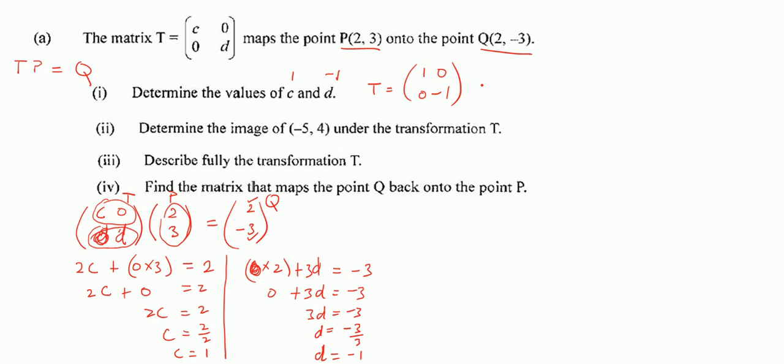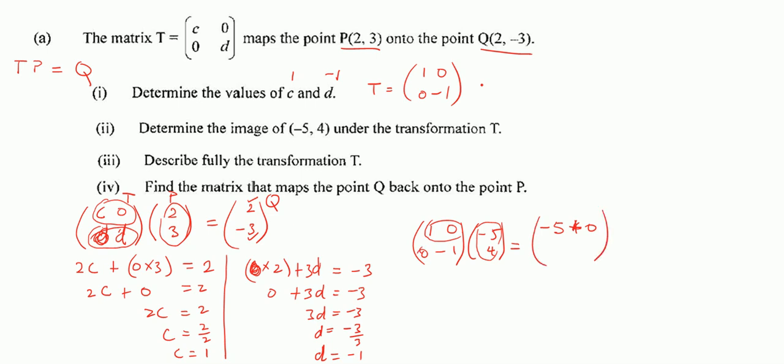Then we have to determine the image of minus 5, 4 under the transformation T. This is a typical question. We know the matrix and we know the point. So we take the matrix first, which is 1, 0, 0, minus 1, and multiply it by the point minus 5, 4, which is what we're trying to work out. We take this row and multiply by this column. So 1 by minus 5 gives me minus 5, and 0 by 4 gives me 0. So it's minus 5 plus 0.